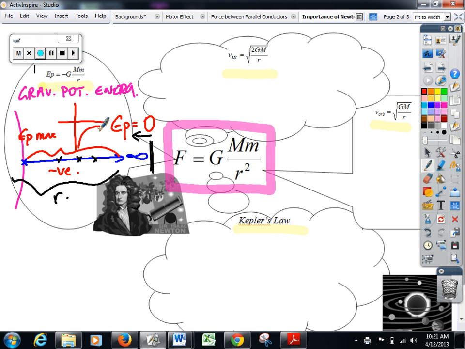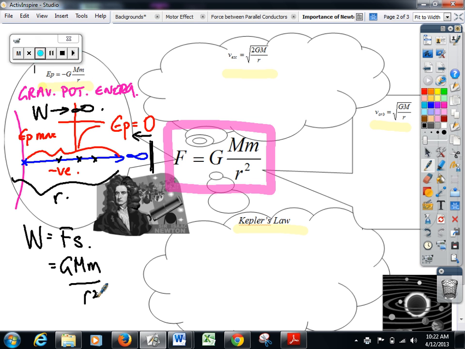But how did we get the formula for EP? Well, we defined the gravitational potential energy as the work needed to move it to an infinite distance away. And work, as we know, is equal to Fx. It's a force moving something through a distance. That is the work, that's the definition of how work is done. So the force in this case is Newton's universal law of gravity. So it's a gravitational force, so it's capital M, little m on r squared.